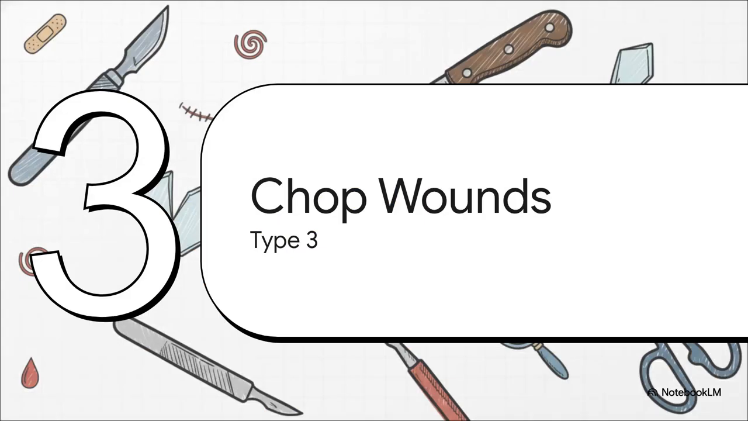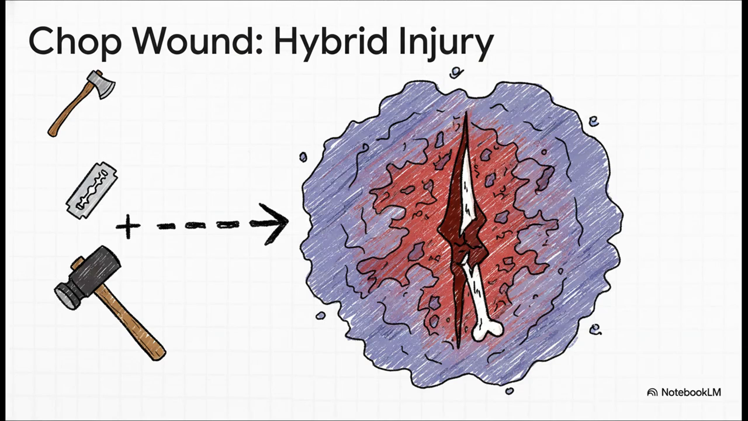And now for our third and final main type, the chop wound. This one's a little bit different. It's kind of a hybrid. Chop wounds are caused by heavy, sharp weapons. Think an axe or a meat cleaver. The most important thing to get here is that they combine features of both sharp and blunt force injury. So you'll see regular margins from that sharp edge, but you'll also see bruising and crushed tissue all around it from the sheer weight and force of the hit. This pretty often results in bone fractures underneath, and from a medical legal perspective, these are almost always homicidal.